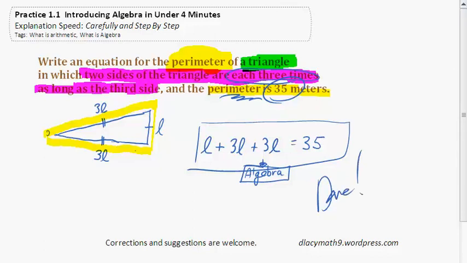Thanks very much. We're done. Oh, by the way, the length, do you know what it is? It's 5 meters. Thanks.